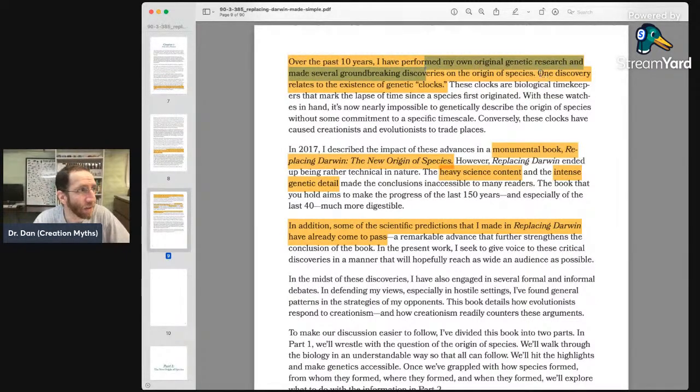One discovery relates to the existence of genetic clocks. Molecular clocks are a thing that Jeanson did not discover. Now, he doesn't say he discovered them. He said it relates to the existence of molecular clocks. I don't think his discovery is real. It's his young Earth dating stuff that I've talked about before.